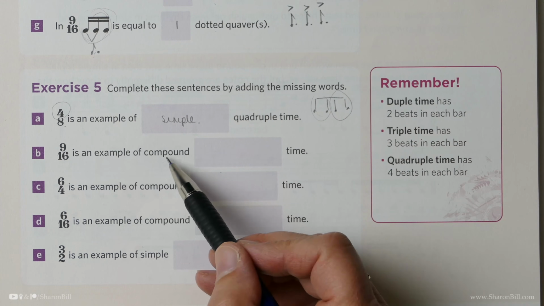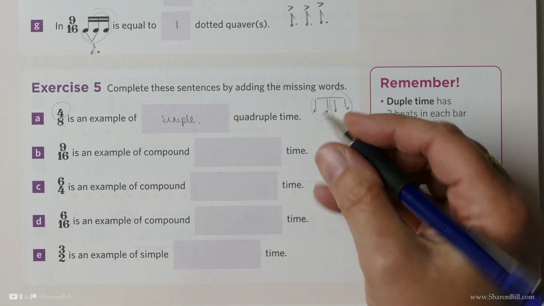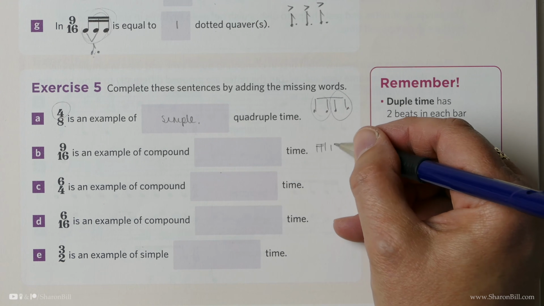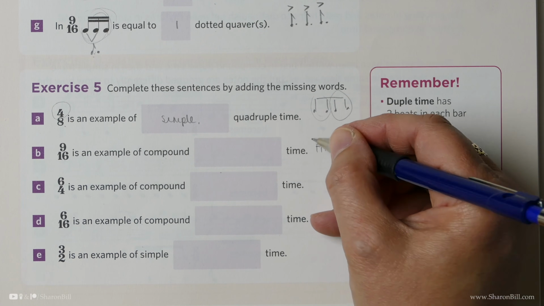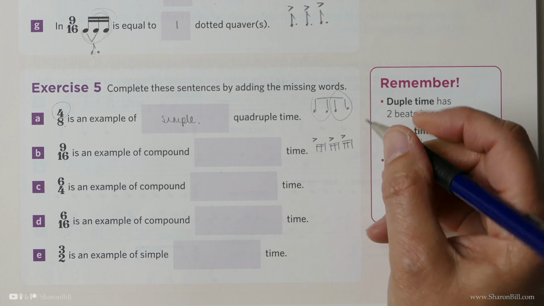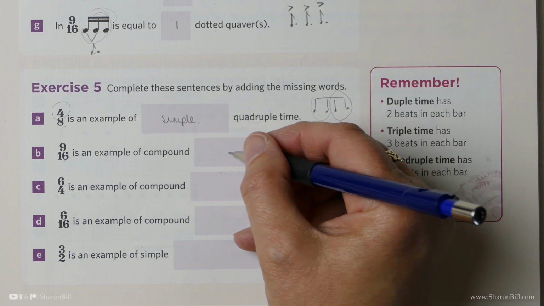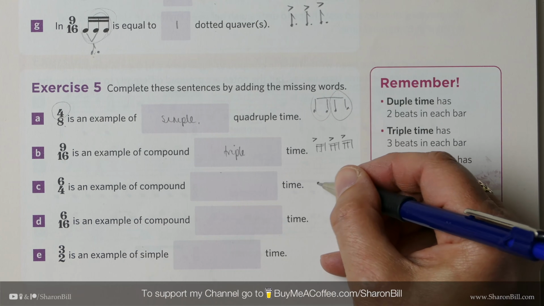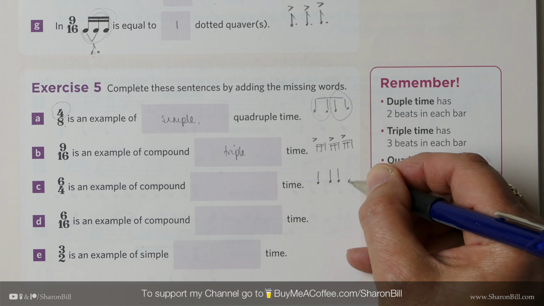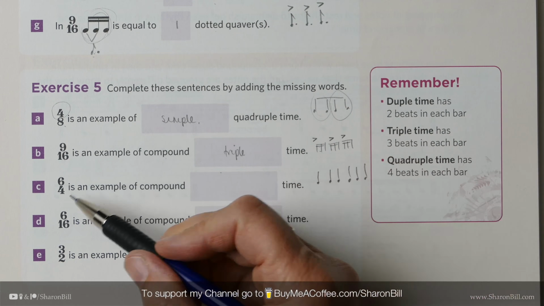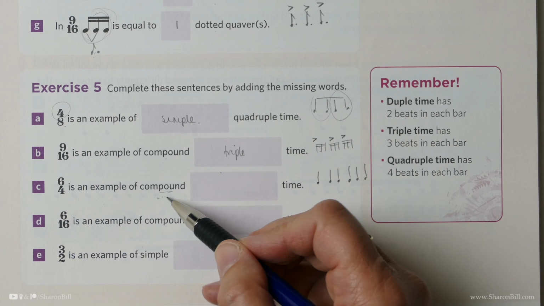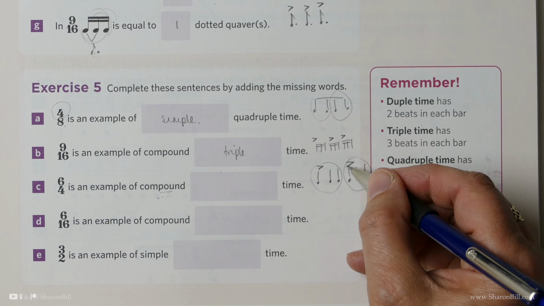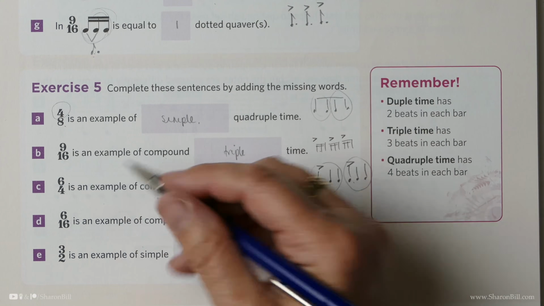So 9/16, it is compound time, but how many beats per bar? So 9/16, 1, 2, 3, it's compound time, so we group in threes, 4, 5, 6, 7, 8, 9. We can see there are 3 groups of 3 semiquavers, and so we can see that it's triple time. 6/4, 1, 2, 3, 4, 5, 6. We can see that it's compound time. This is the one we have to be careful of. It's groups of 3, and we can see that there are 2 groups of 3. Therefore, it's duple time, just as 6/8 is duple time.